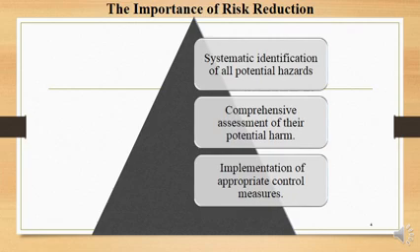The importance of risk reduction. Systematic identification of all potential hazards, comprehensive assessment of their potential harm, implementation of appropriate control measures. So what is important is the systematic identification of these potential hazards that are very harmful to workers, then comprehensive assessment of these potential harms or hazards, then implementation of appropriate control measures, that is a different way of mitigating the effect of these hazards.